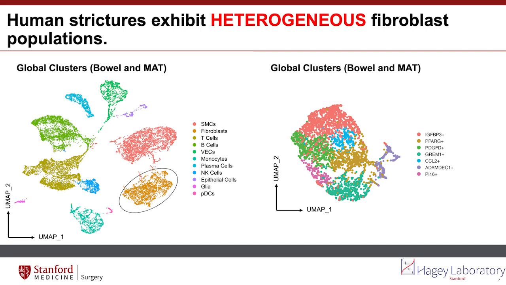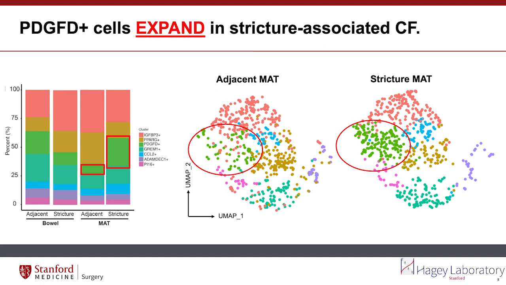And you can appreciate that we've been able to identify the major cell types that we would expect in these samples. If we look at the fibroblasts that are present, we were able to identify 7 major subpopulations. But there was one population that stood out to us in particular, these PDGF delta positive cells, because they seem to expand in the mesenteric adipose tissue that is in the stricture. And you can appreciate that expansion in the UMAP on the right, that is those green clustered cells.